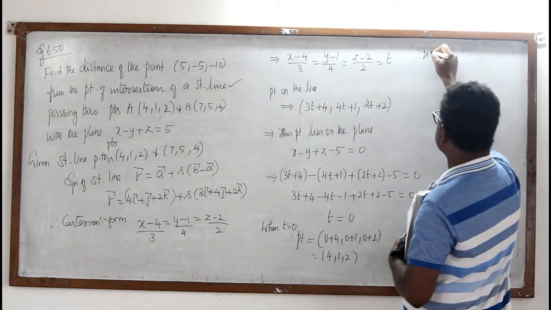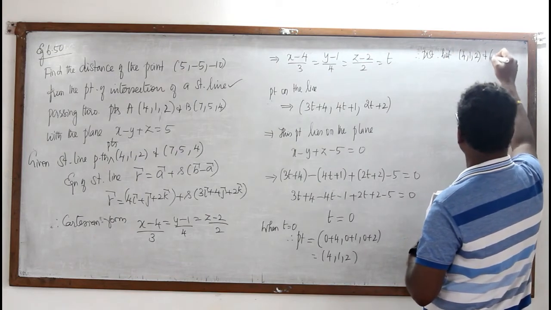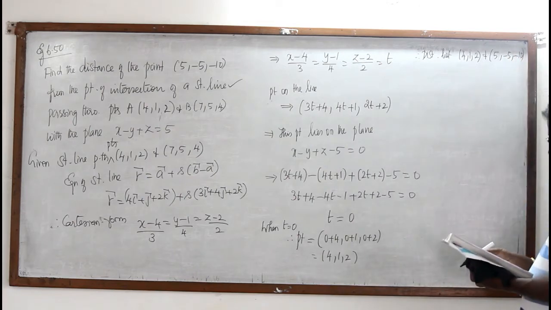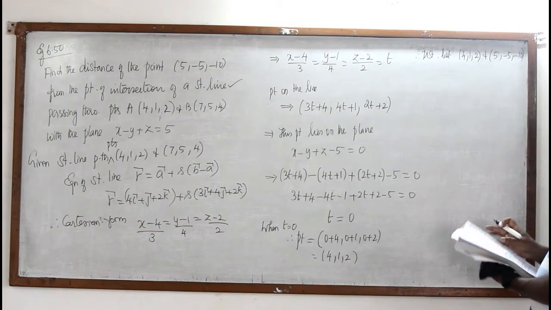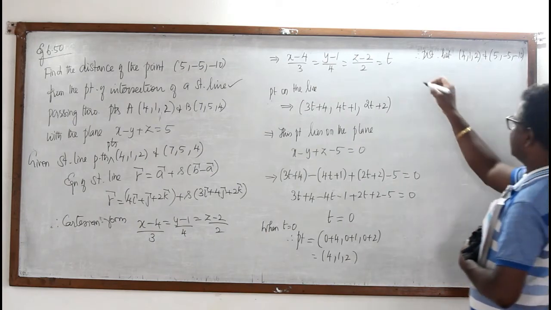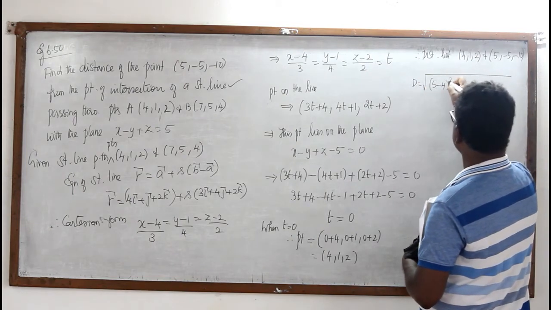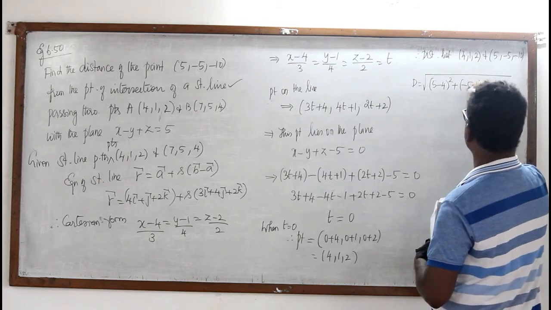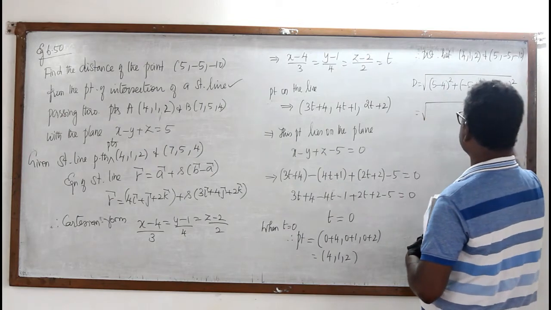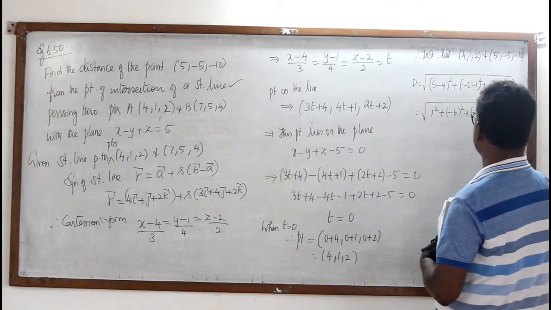Therefore, the distance between the point we called 4, 1, 2 and the given point 5, minus 5, minus 10. Since two points are known, we shall find the distance using the distance formula, isn't it? Therefore, distance equals root of (5 minus 4) the whole square plus (minus 5 minus 1) the whole square plus (minus 10 minus 2) the whole square.